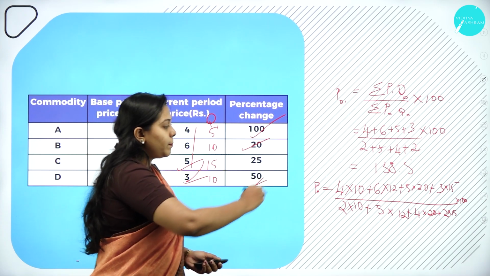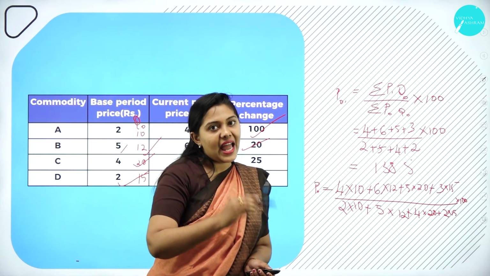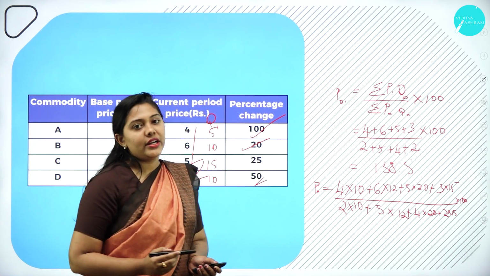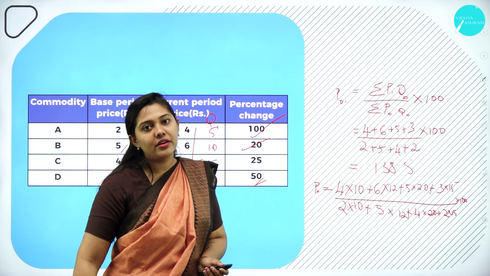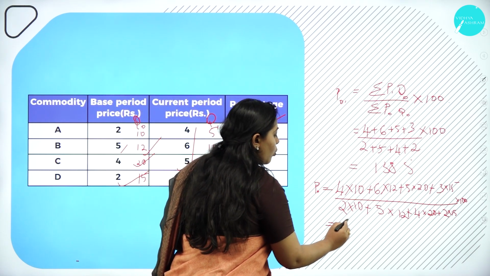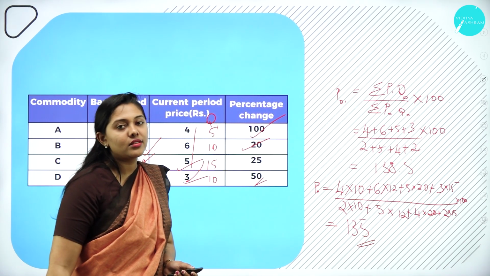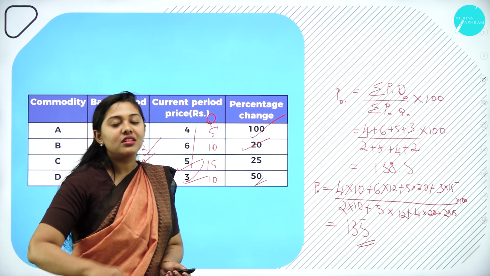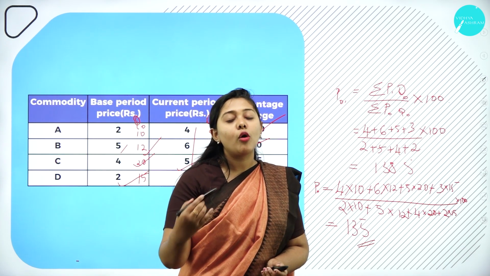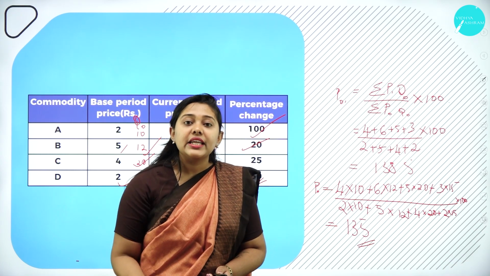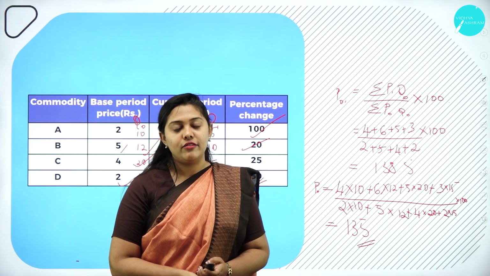When you multiply all these numbers, add the numerator numbers as well as the denominator numbers, divide it and multiply with 100, you will get the value as 135. So the percentage of change that you can see is how much? 35%. That is, 135 will be the price index number. So this is how you calculate the weighted aggregate price index number when the quantity is given.